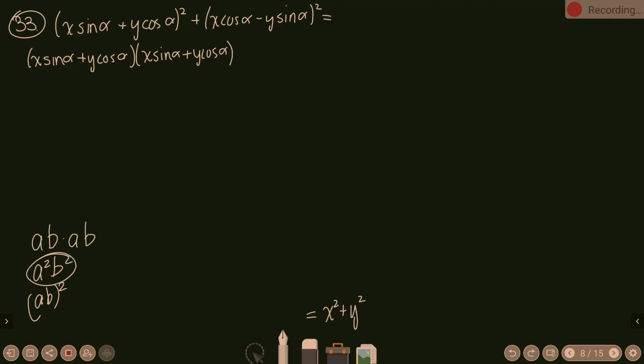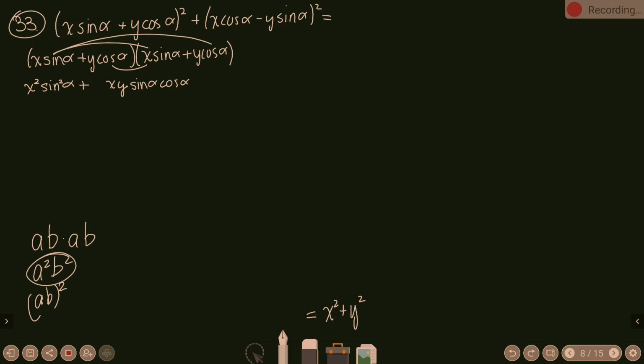So what is x sine alpha times x sine alpha? x times x is x squared. Sine times sine is sine squared alpha. Outside, x sine alpha times y cosine alpha. Well, I'm going to leave a space in front of it, but realize x times y is xy. Sine times cosine is sine alpha, cosine alpha. Why did I leave a space in front of it? My insides. y cosine alpha times x sine alpha.